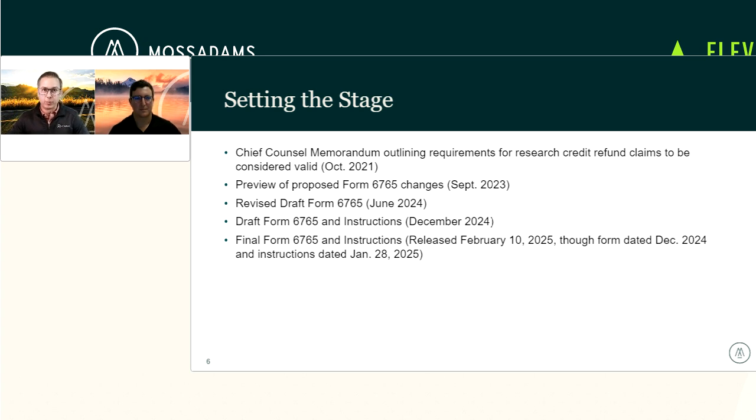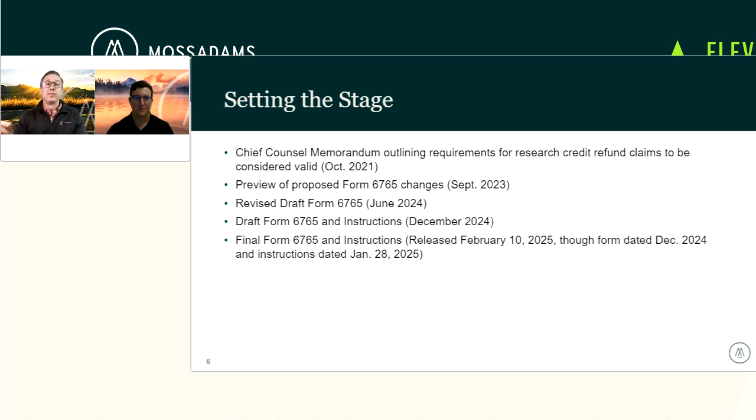So our first bullet point here. This was an internal IRS memo that outlined a legal basis for these enhanced reporting requirements. And what it did is it really demanded key details. It said you need a list of all business components, the research that was performed, who performed it, and what information each individual sought to discover.